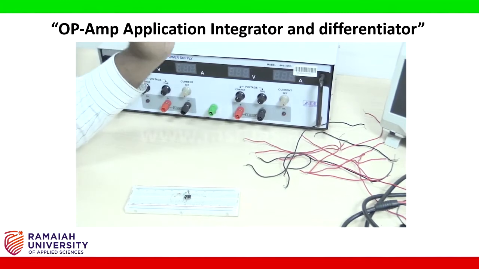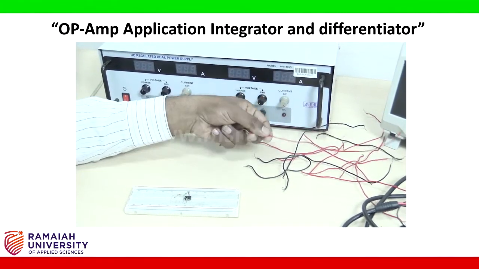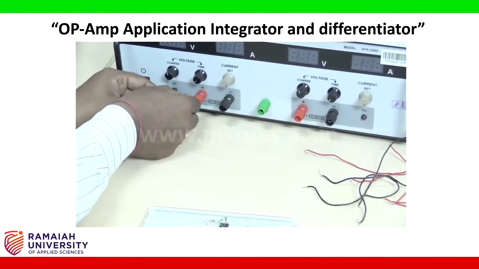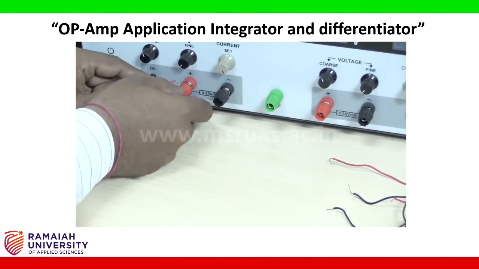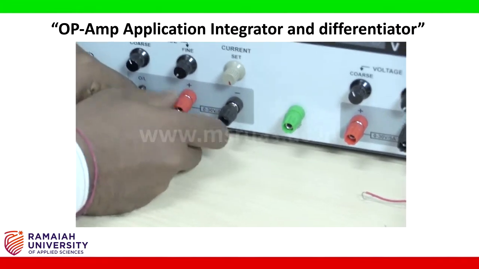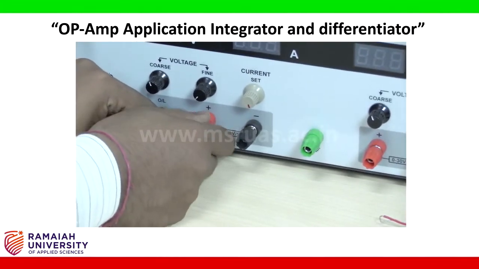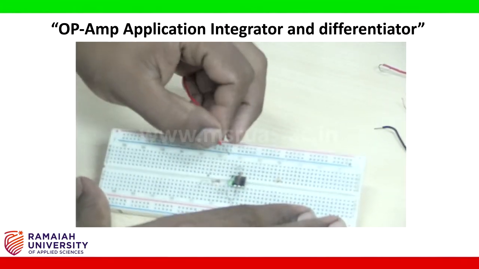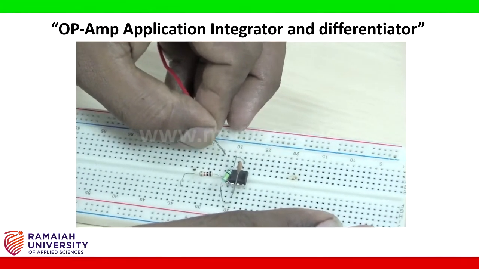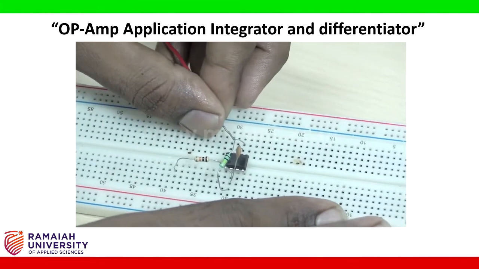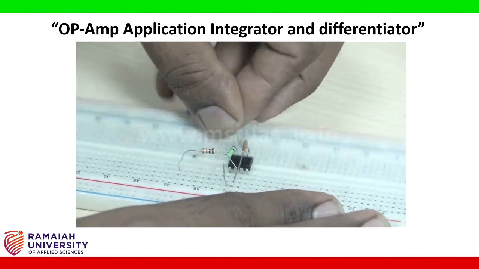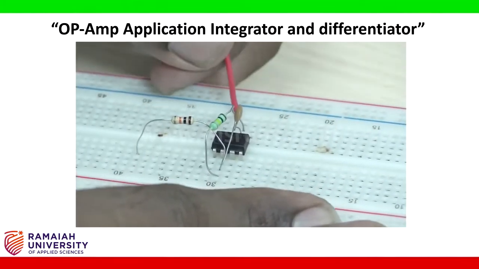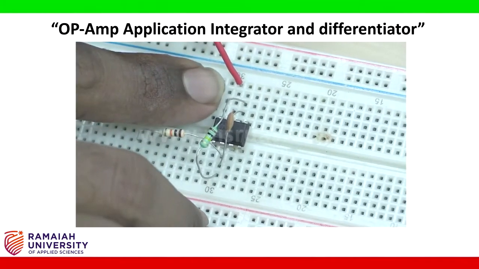Now I am going to take the wire to connect the DC regulated power supply to pin number 7. So this is pin number 4, 5, 6 and this is 7. This is pin number 7. I am connecting this wire to here. You see the wire that will be connected to pin number 7.